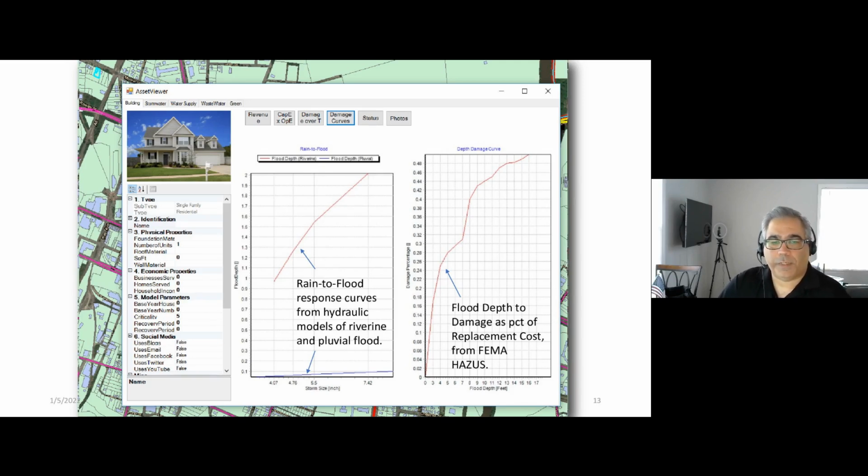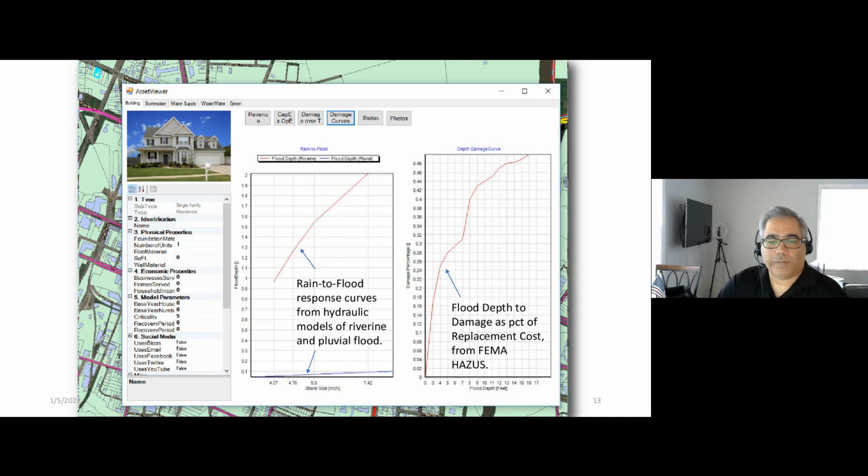So we get curves like this. These are called rain to flood response curves. You can see there are actually two curves on here. On the x-axis is the size of the storm that occurs. So if the climate models are predicting a 5.5-inch storm, we can get the level of flooding that happens at this building as a result.